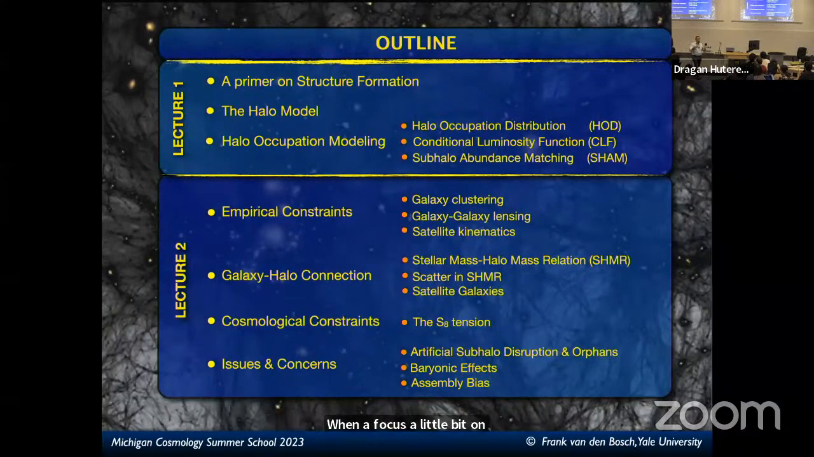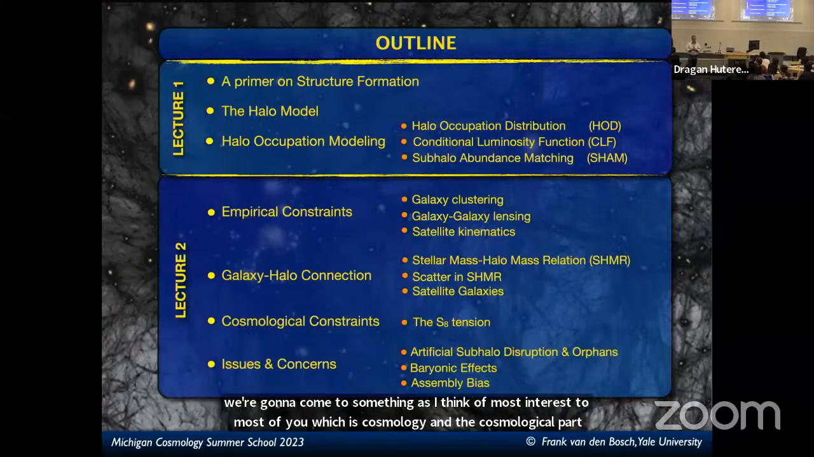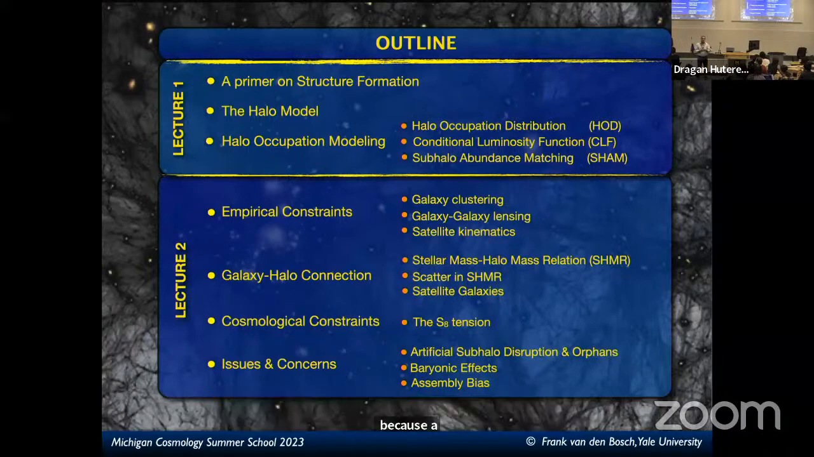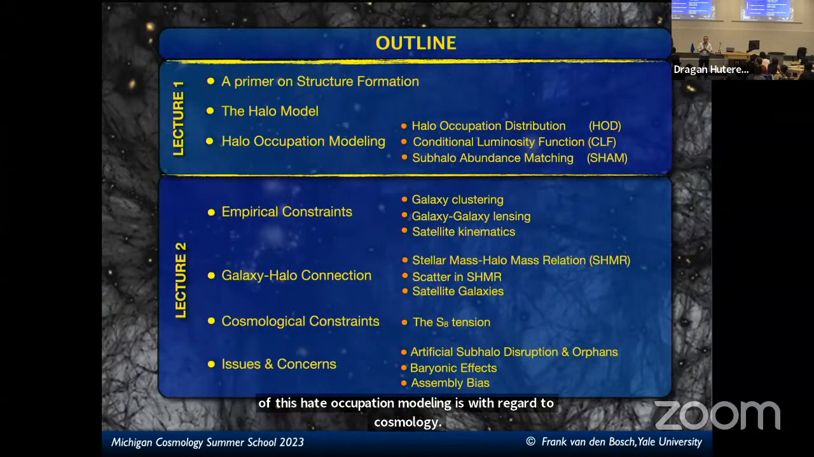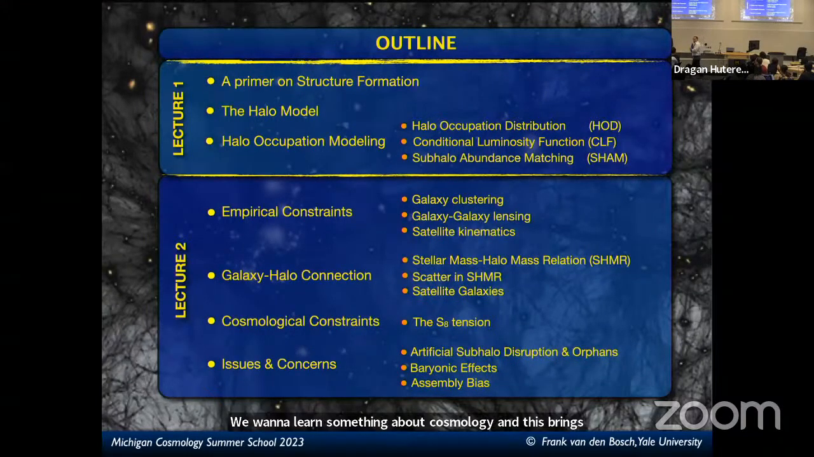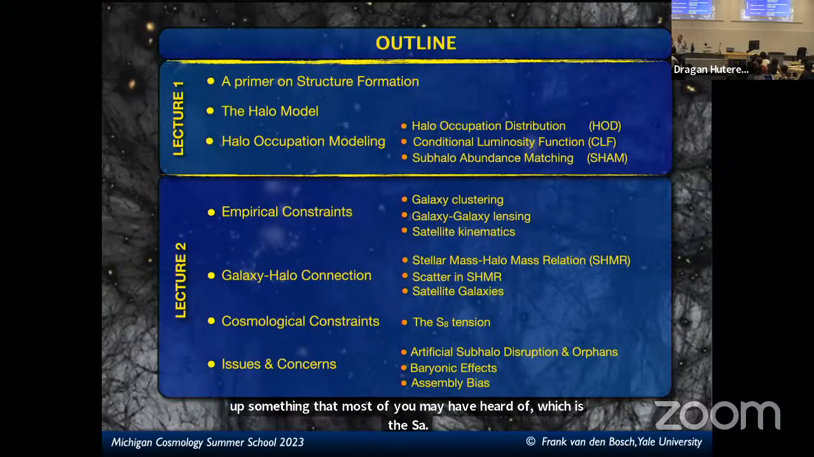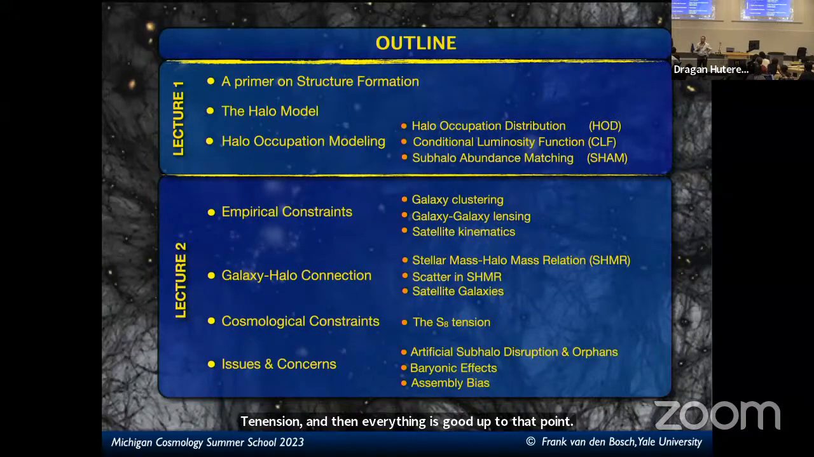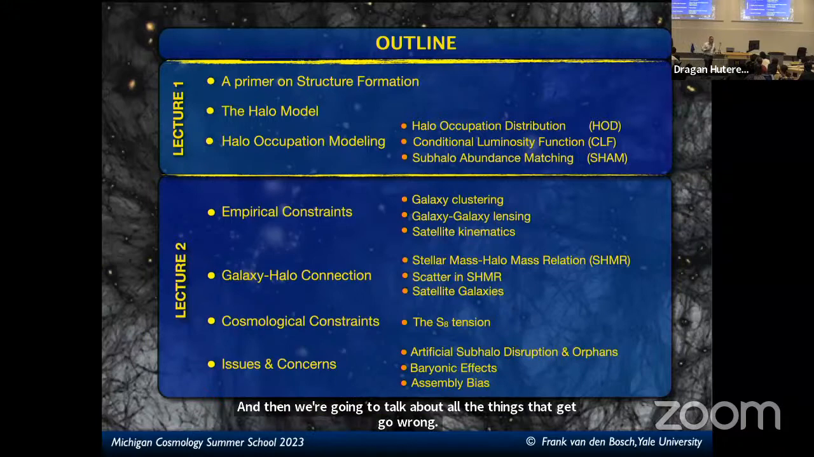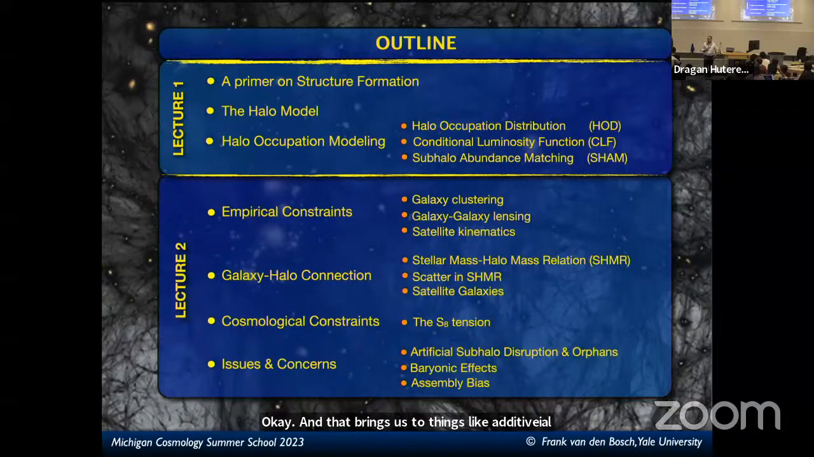And then we're going to come to something that's, I think, of most interest to most of you, which is the cosmological part, because a lot of this halo occupation modeling is done with regard to cosmology. We want to learn something about cosmology. And this brings up something that most of you may have heard of, which is the S8 tension. And then everything is good up to that point, and then we're going to talk about all the things that can go wrong. Okay, and that brings us to things like artificial disruption and assembly bias and baryon effects. Okay, that's where it gets really dark.